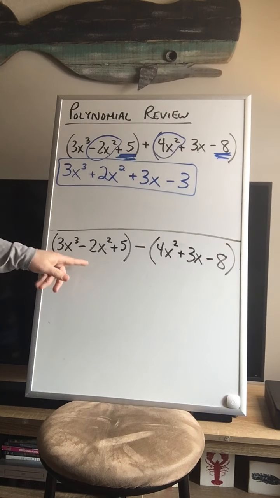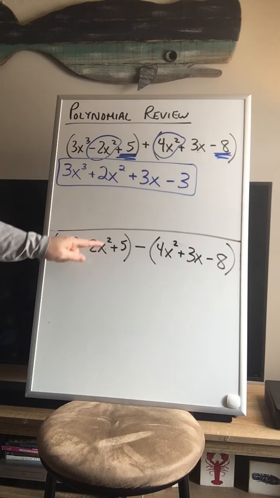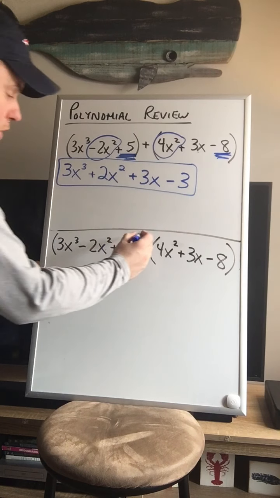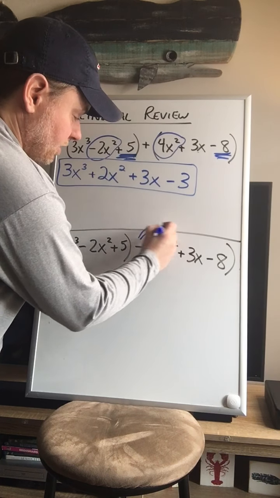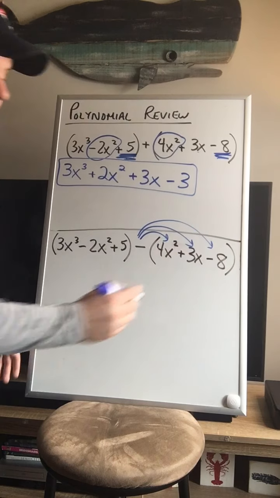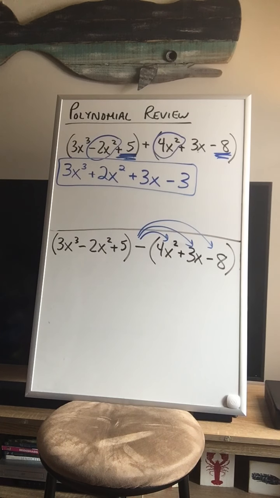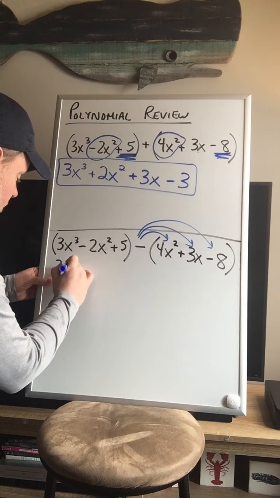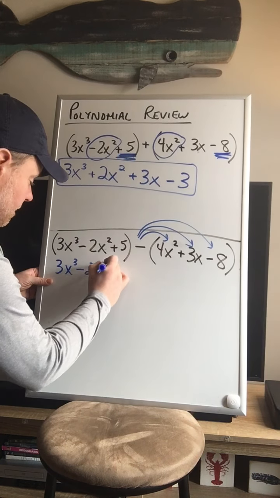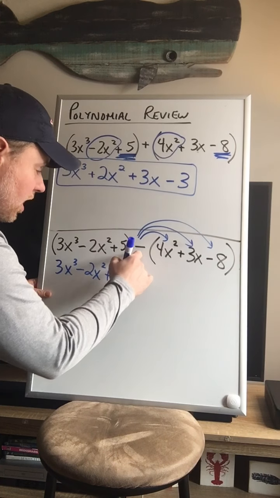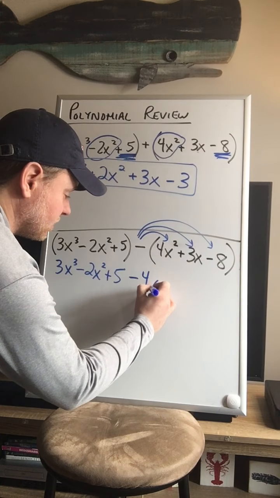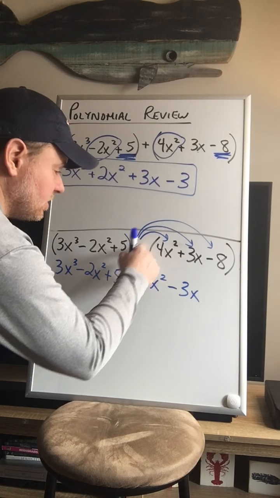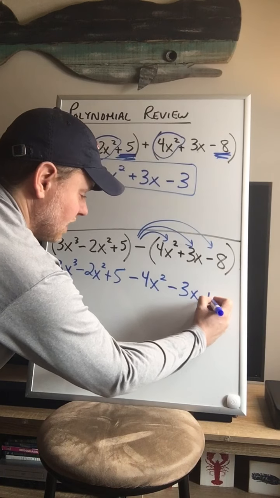Okay? Now down here, the only thing I changed between this problem and this problem is I switched it to a minus in between. Okay? So now in that case, we have to distribute that minus sign to the second polynomial. So what that's going to do is change all the signs in this polynomial. So 3x cubed minus 2x squared plus 5 stays the same, but then it becomes minus 4x squared minus 3x, and then a minus and a minus, that makes a plus 8.